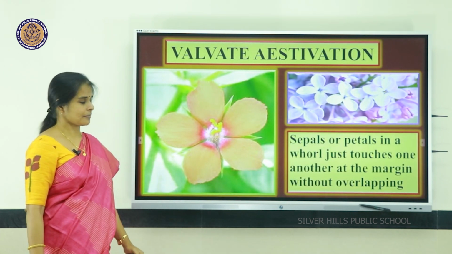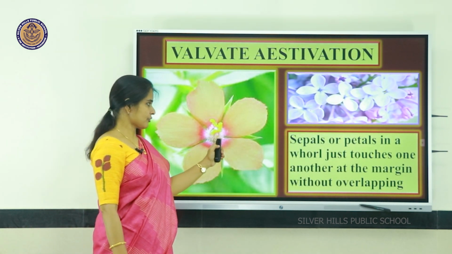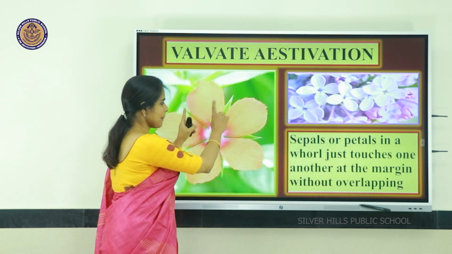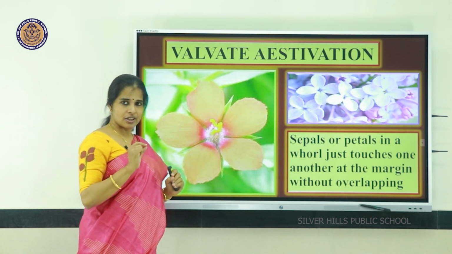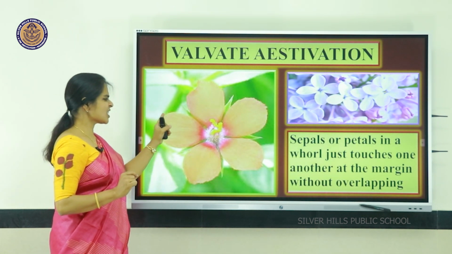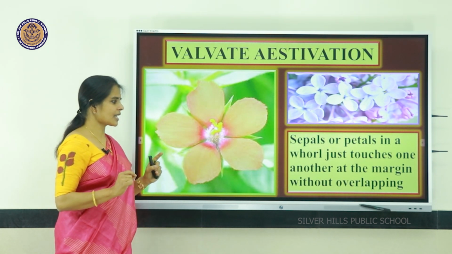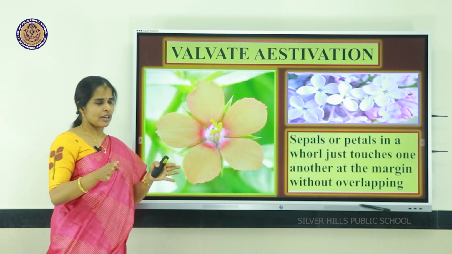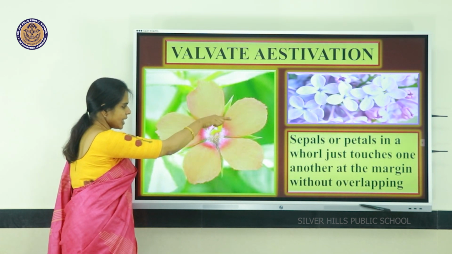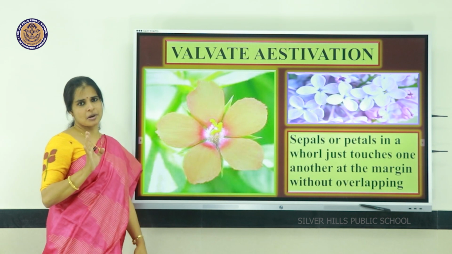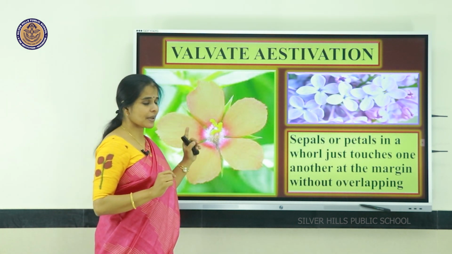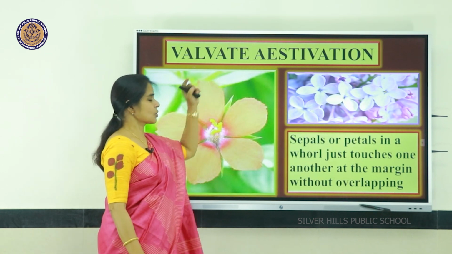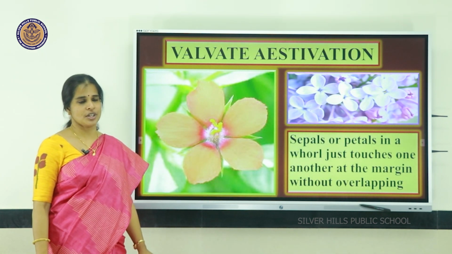Valvate aestivation. Just have a look at the picture. Here, the sepals or petals, when they are arranged in a whorl, just touch one another at the margin. No overlapping is there. Either they are free or they just touch at the margin. If the petals as well as sepals are arranged this way, it is known as valvate aestivation.